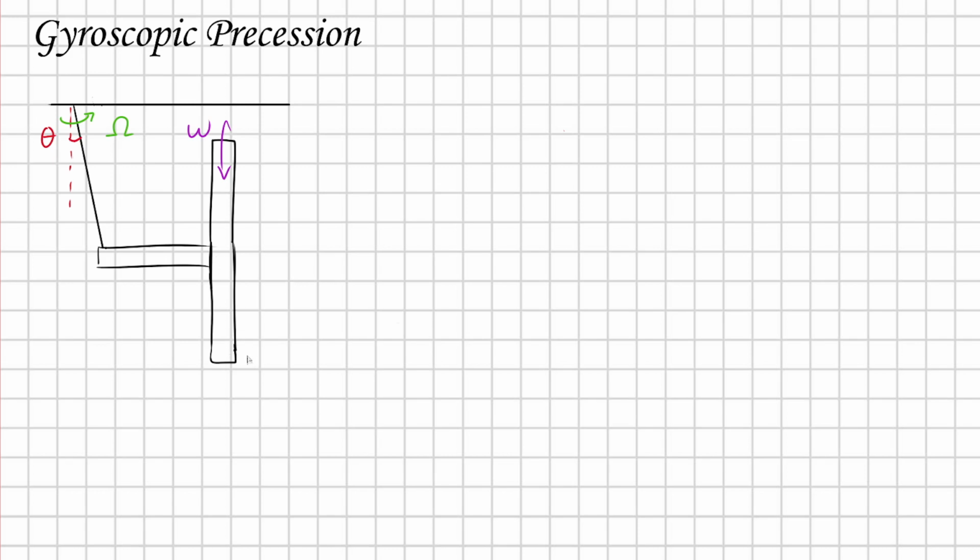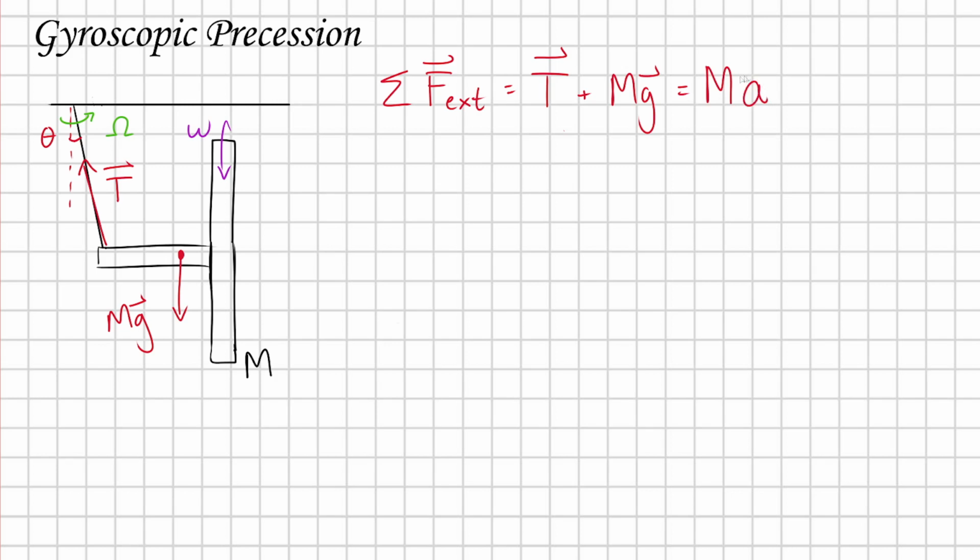If I call the mass of my gyroscope capital M, and say its center of mass is over here, then I have the force of gravity, Mg, and I have my tension force from this rope here, T. And so what does the Newtonian picture say when you deal with a system of particles? We say that the sum of external forces is equal to this tension force plus this gravitational force, and then we say this all equals Ma, but M times the acceleration of what?